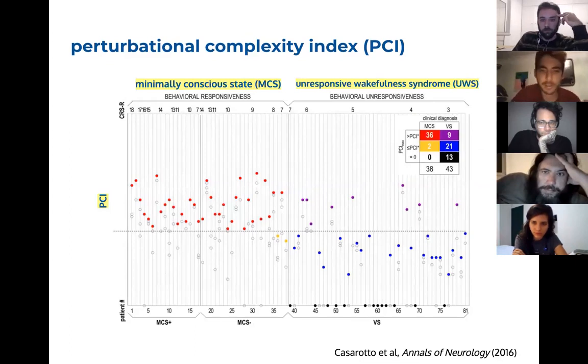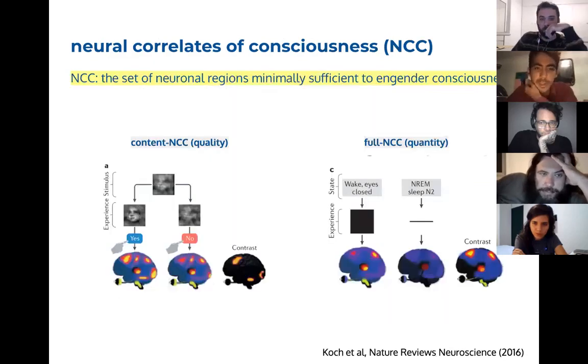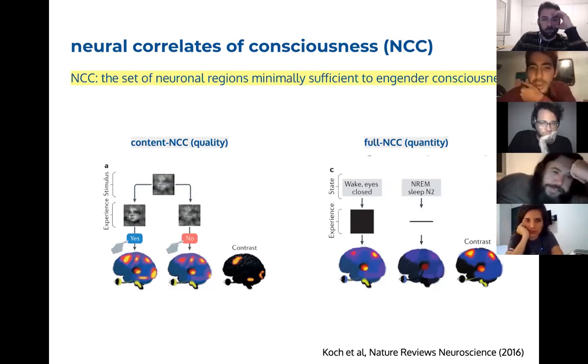So that's how we had some progress with indexing consciousness. And now I'll briefly discuss another context in which consciousness research appears, which is the search for the neural correlates of consciousness. It has been defined by Christof Koch and Francis Crick as the set of neuronal regions that's minimally sufficient to engender consciousness.